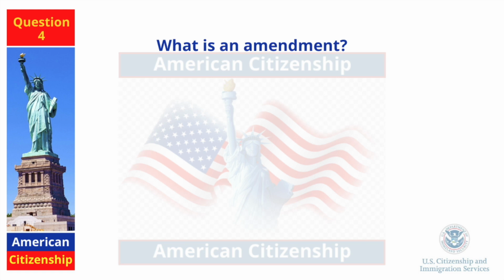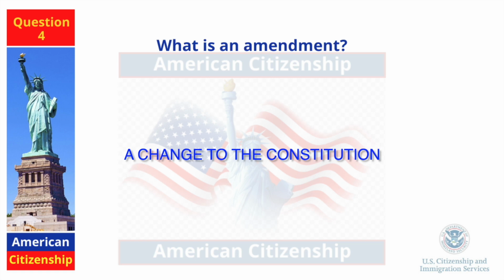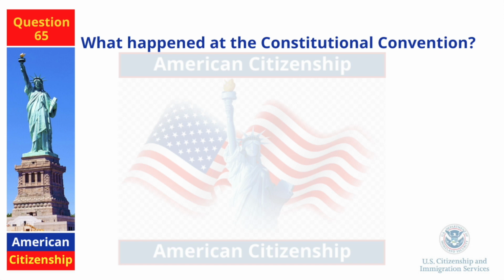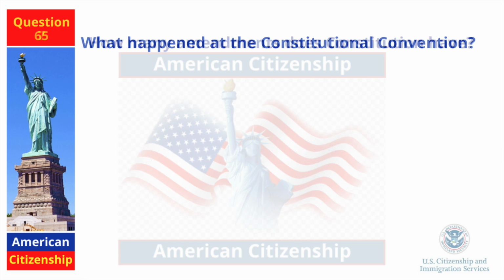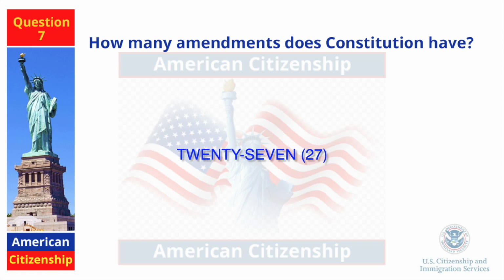What is an amendment? A change to the Constitution. What happened at the Constitutional Convention? The Constitution was written. How many amendments does the Constitution have? 27.